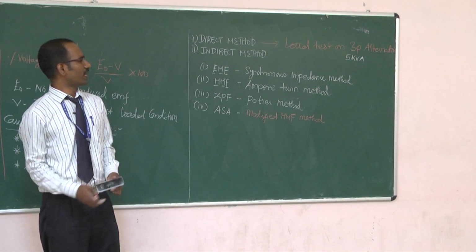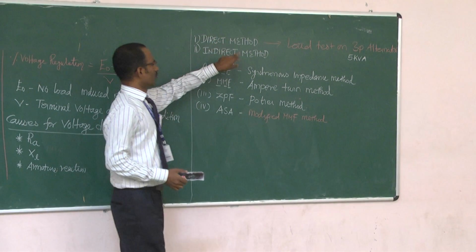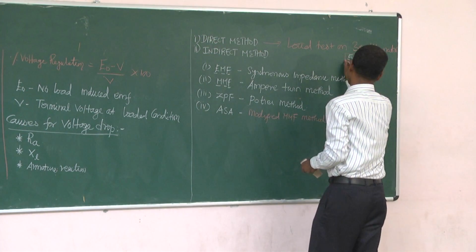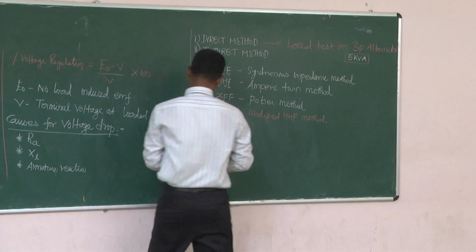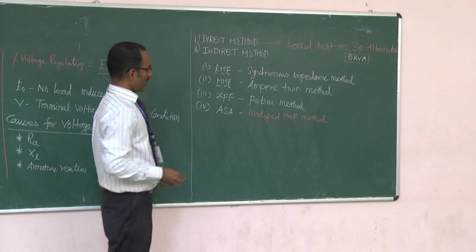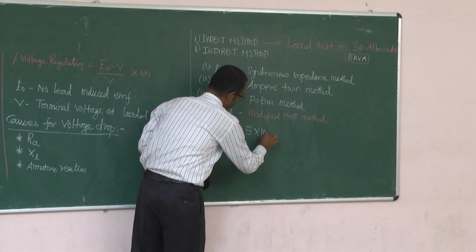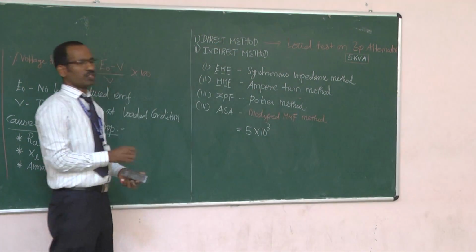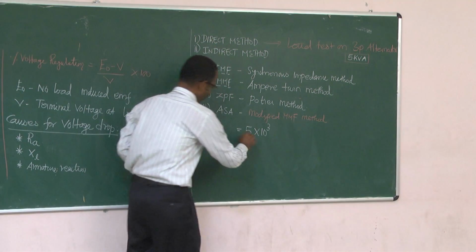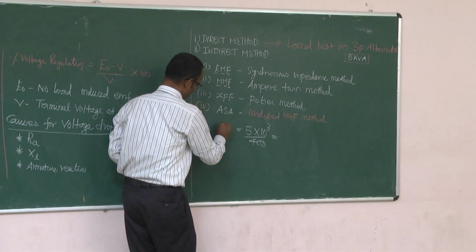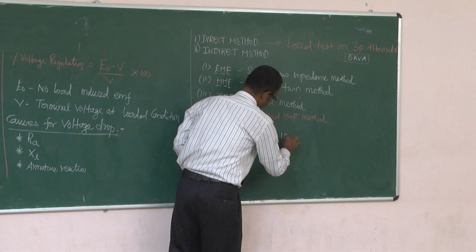So the next question will arise in our mind. Why are we not going for the direct method? Why are we choosing the indirect method? For our understanding, we will consider a 5 kVA machine, 5 into 10 power 3 volt ampere. We are assuming that the voltage is around 400 volts. The ampere rating is around 12.5 amps.